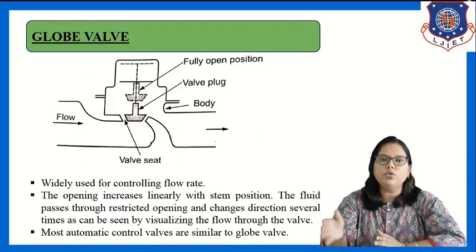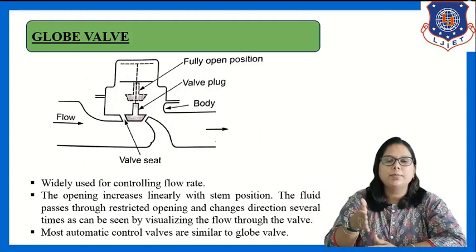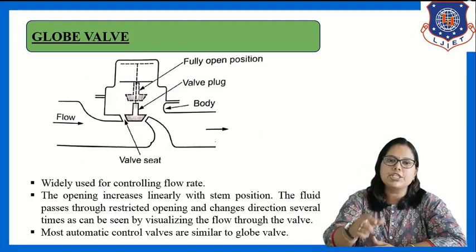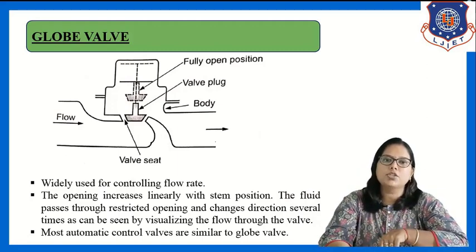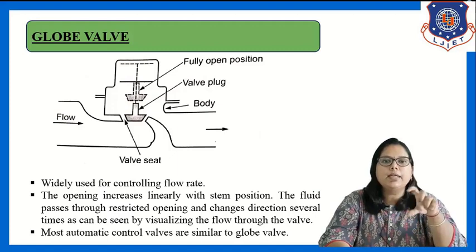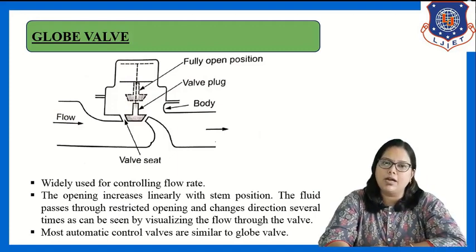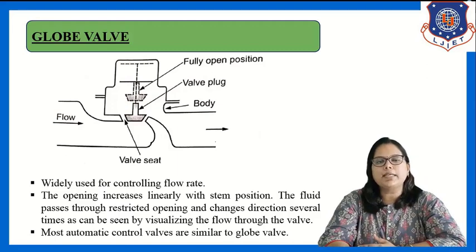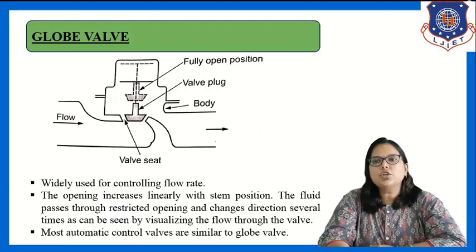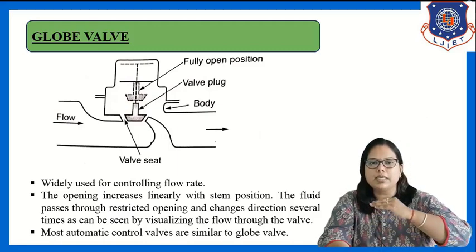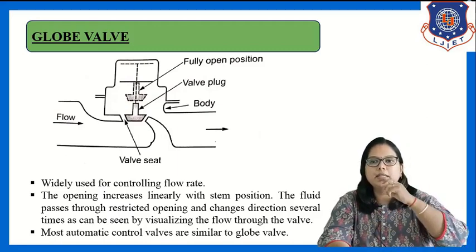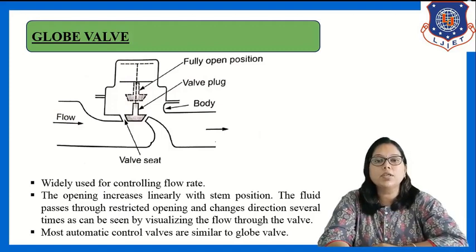But according to the pressure of the fluid, the position of the valve plug is changing, and so the flow rate is changing according to the valve position. And that's why it is used for controlling the flow rate of the fluid. So the opening increases linearly with the stem position. As the stem position is in the upper direction, then the opening for the flow is increasing.